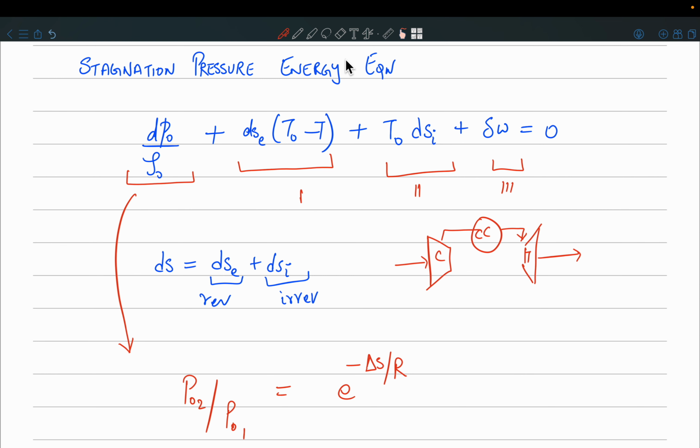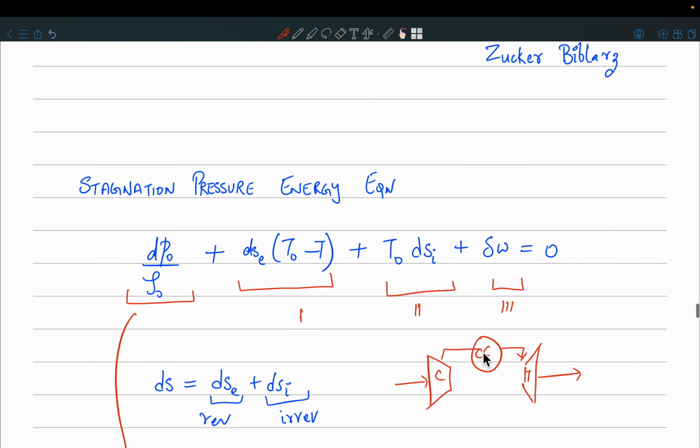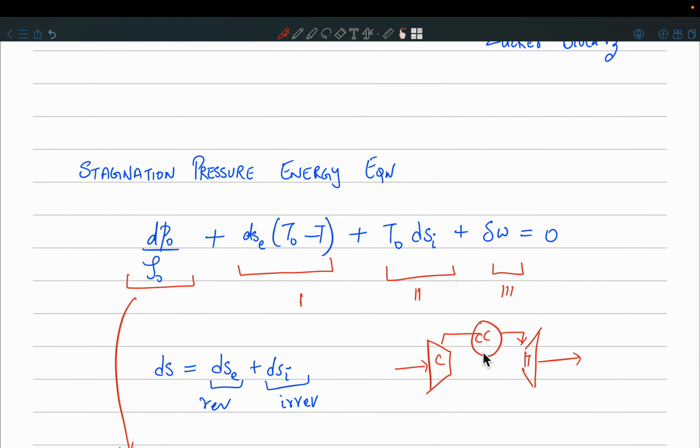I want you to please go and look into this stagnation pressure energy equation and read about it, because this is the most conceptual thing. One is the standard steady flow energy equation, and one is this pressure energy equation. Are there any questions? No questions. Okay, so that's all I have for today. Stop recording.